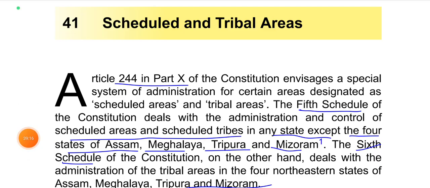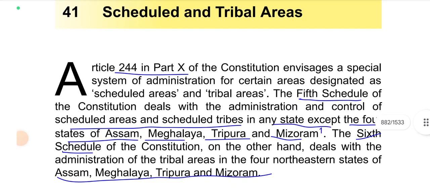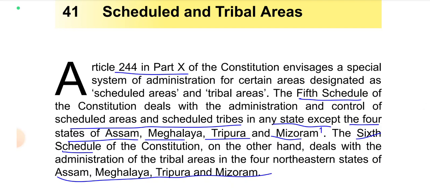So, Scheduled and Tribal Areas. Article 244 in part 10 of the constitution envisages a special system of administration for certain areas designated as scheduled areas and tribal areas. The fifth schedule of the constitution deals with the administration and control of scheduled areas and scheduled tribes in any state except for 4 states of Assam, Meghalaya, Tripura and Mizoram.